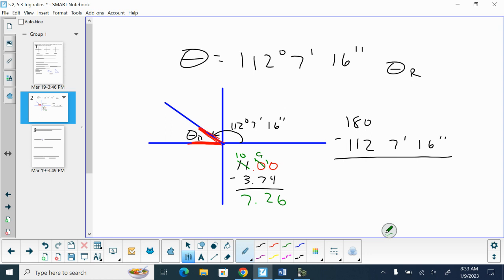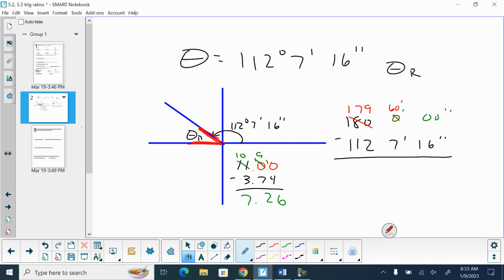We can add our zeros here: 0 minutes and 0 seconds. We can borrow from the 180, making it 179. How many minutes do we have with the one degree though? 60. We have 60 minutes in the 1 degree.